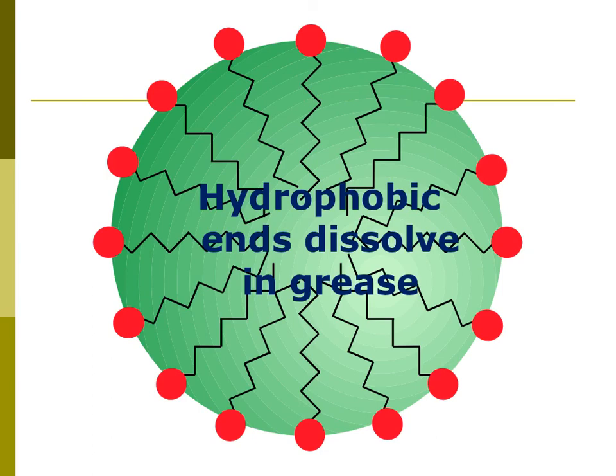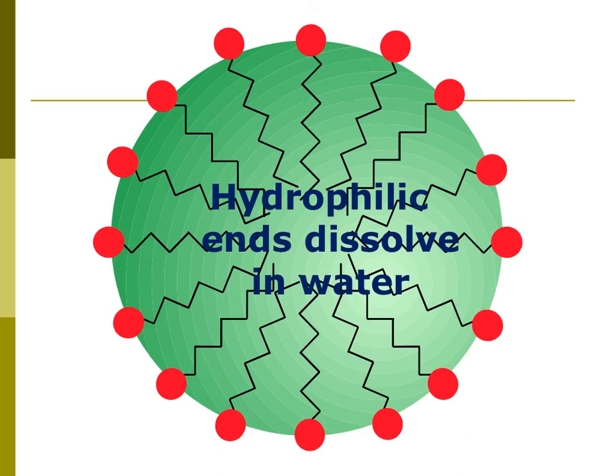When soap attacks a stain, say a grease stain, it forms something called a micelle. The hydrophobic ends would surround and dissolve the grease stain. Then the hydrophilic heads, or the polar heads, would dissolve in water, since like dissolves like and they're both polar, and that's going to allow the water to carry away the stain out of the clothes.